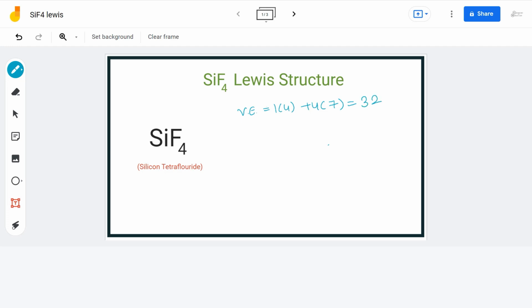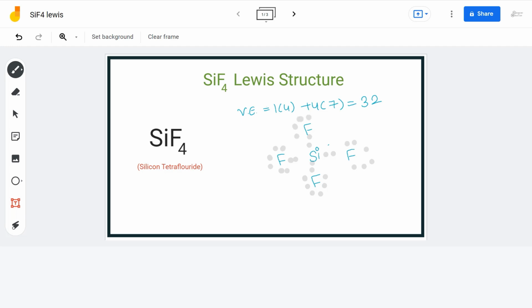Now for the arrangement of atoms, we will put silicon in the center and arrange the fluorine atoms around it somewhat like this. Then to show a bond between these atoms, we will place a pair of electrons in between each atom. As you can see, the silicon atom has a complete outer shell, but each fluorine atom needs 6 more electrons for a complete octet, so we'll assign 6 to each fluorine atom. So let us go ahead and do that.